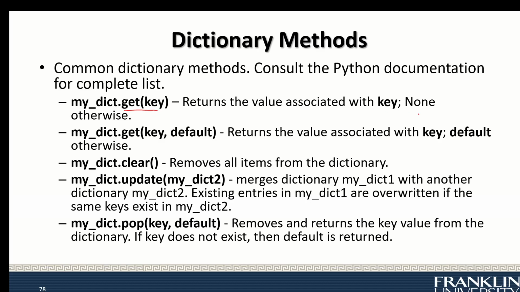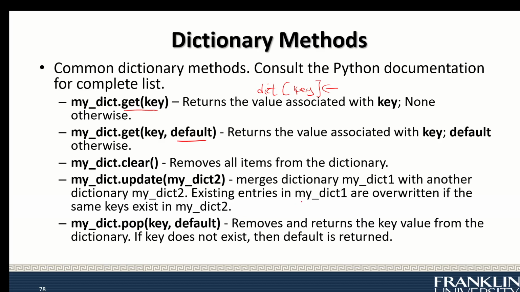It will return None if the key doesn't exist. Notice that this is similar to the dictionary sub key syntax, except if the key is non-existent, this syntax will give you an error. But get will just return None, no error. You can also set up a default value. If the key is not there, it will return the default value instead. So this might come in handy sometimes.